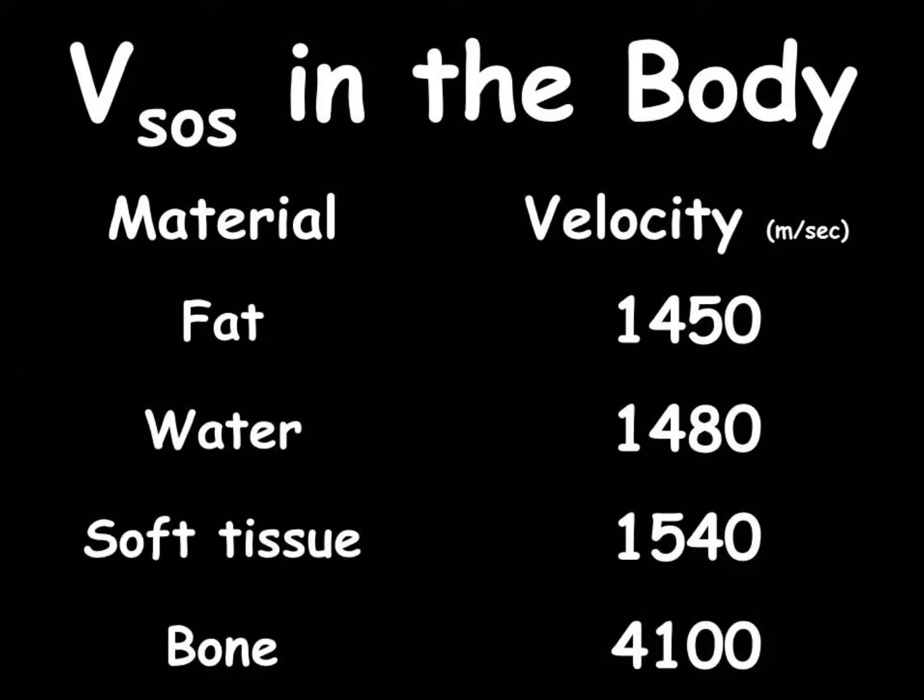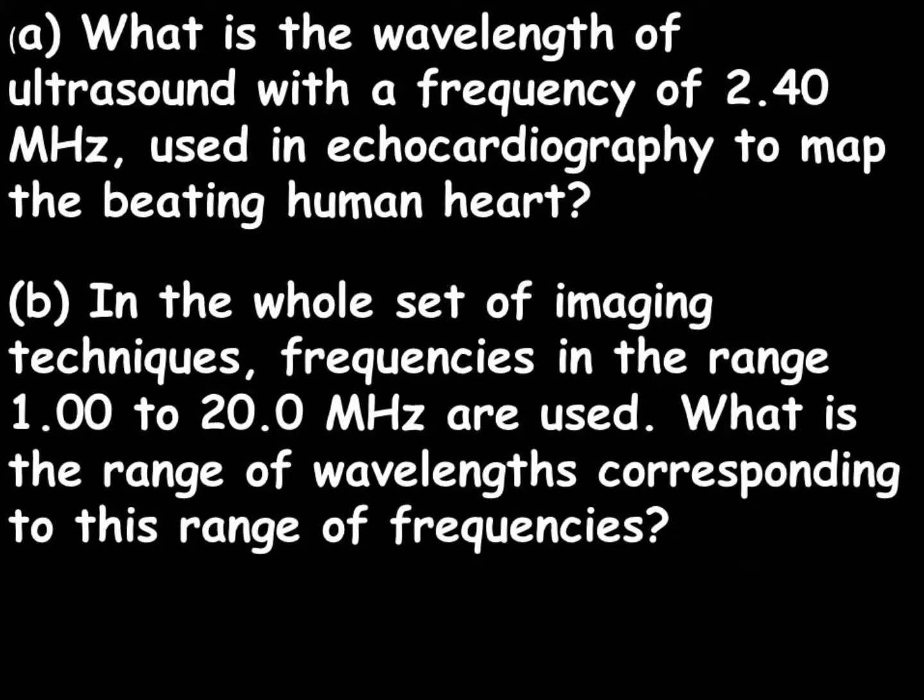Here are 4 different types of tissue in the human body. Notice that the tissue in the body, very similar to water, fat and body tissue, soft tissues, is between 1,400 and 1,500 meters per second. Notice bone, which is more solid, 4,100. Not as much as steel, but still bone was quite significant.